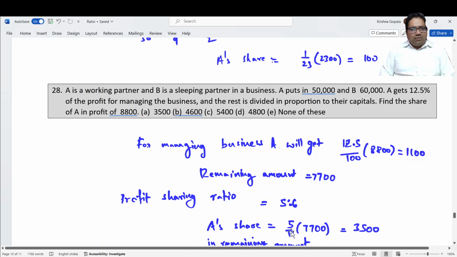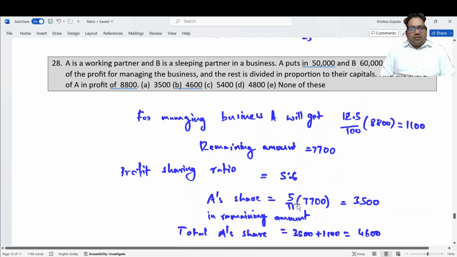What is A's share? 5 by 5 plus 6, 5 by 11 into this amount, 7700. So 11 goes 7 times, 700. And 5 into 700 is 3500. A's share is 3500 of the remaining 7700. A originally has got 1100 for managing the business. So the total A amount would be this 3500 plus this 1100, which is equal to 4600. That is the total A share.